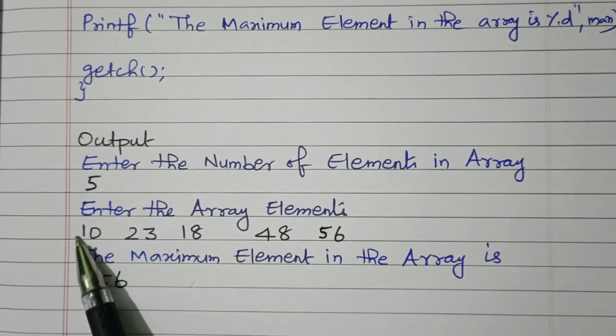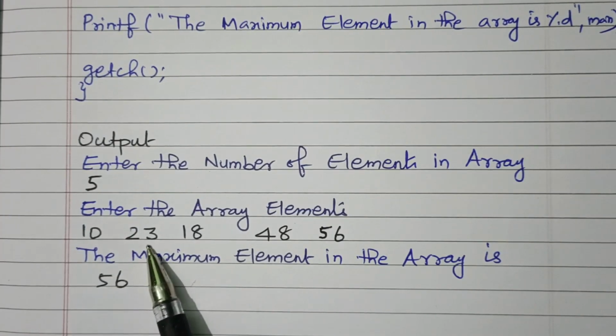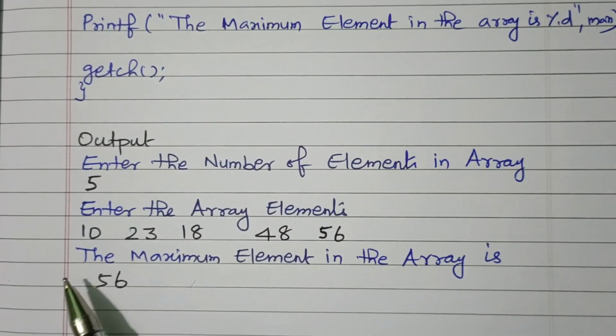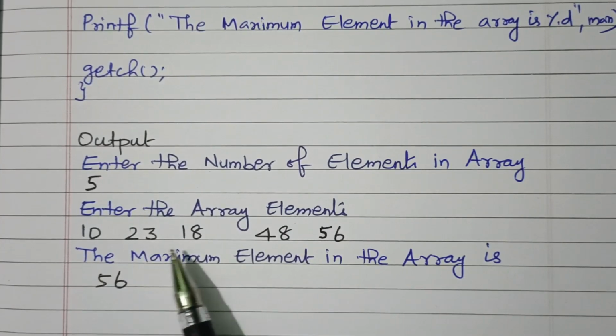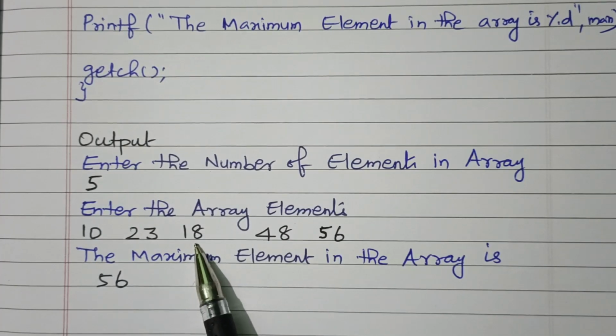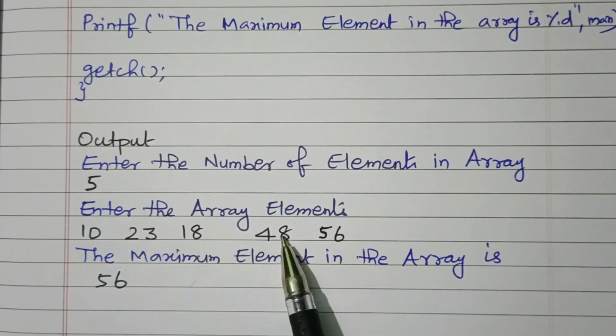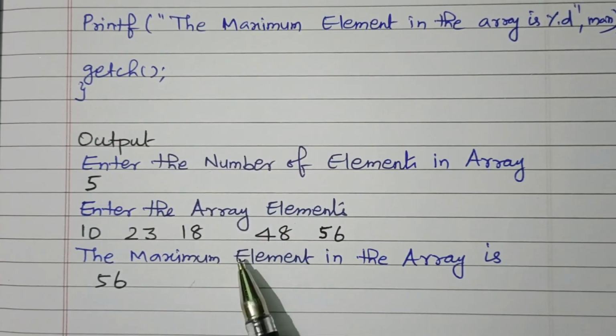What is the process? First this 10 is stored in max. Then 10 is verified with 23. Now 23 is greater than 10, so 23 will be stored. This 23 is verified with 18, but 18 is not greater, so it will not store, it will go to the next step. Then it will check with 48. This 48 is greater than 23. Now 48 is stored as the maximum, right?